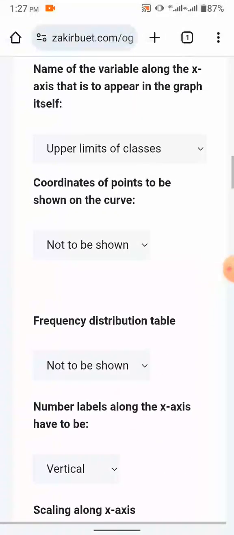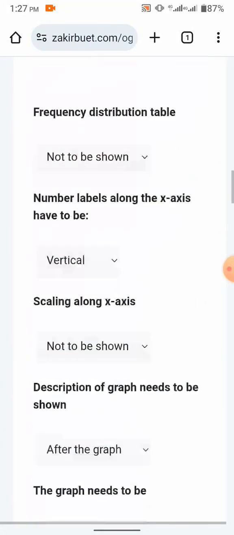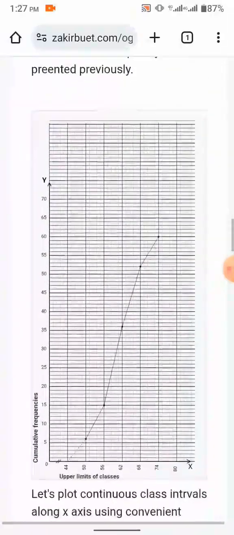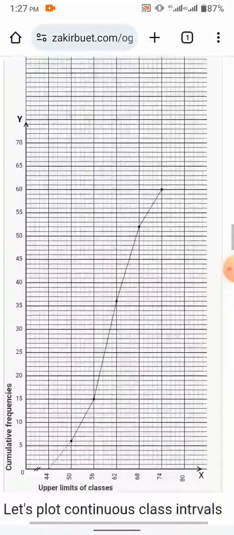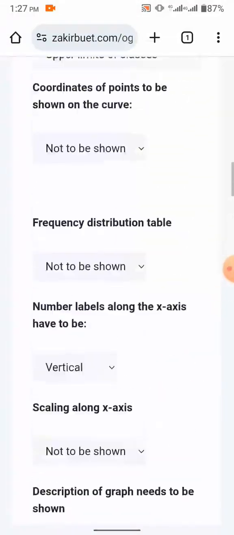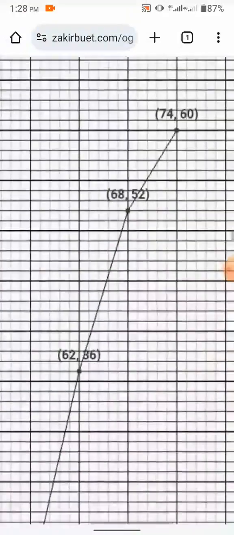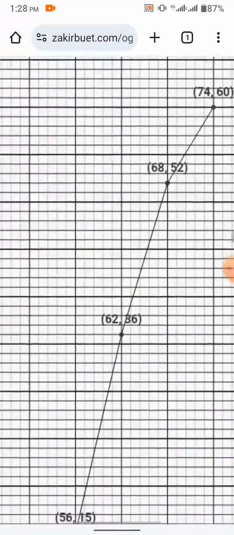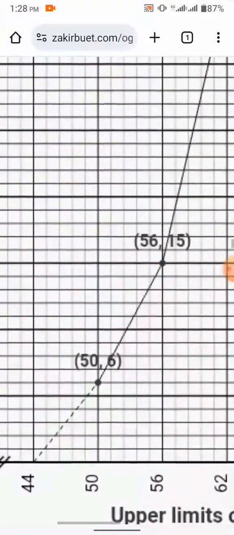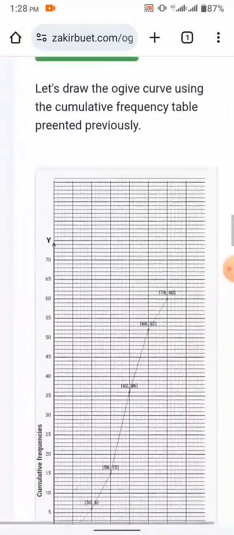And also, coordinates of points to be shown on the graph, or not to be shown. Currently you only get to see the dots, the small circles, but no coordinates. If you choose this option, then the coordinates will be shown like this. In my country, the A-level equivalent students prefer to show it, but I have designed for O-level equivalent students, but still I have kept the provision.